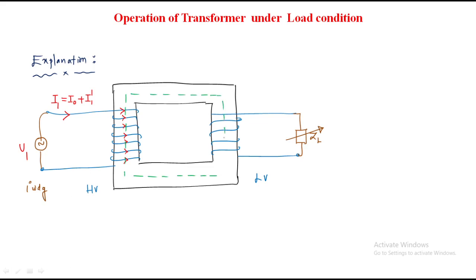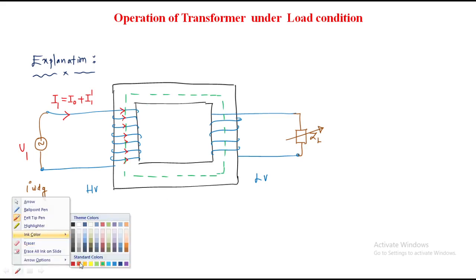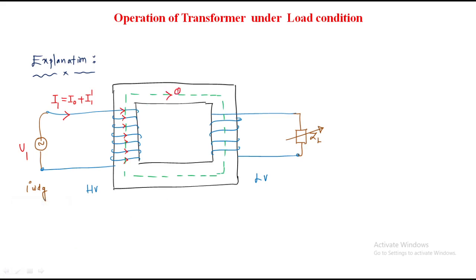Listen carefully. So what does this green color marker represent? The flux phi. Okay. So here we are having a load. Obviously, because of this load there is a current, right? This is E1, N1 primary turns, like this N2, and the mutual induced EMF, and this is V2. Clear? Okay, we have all parameters.